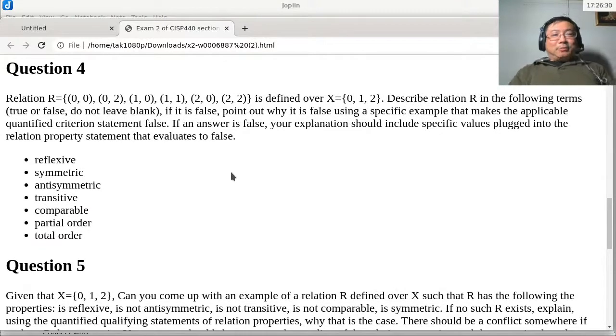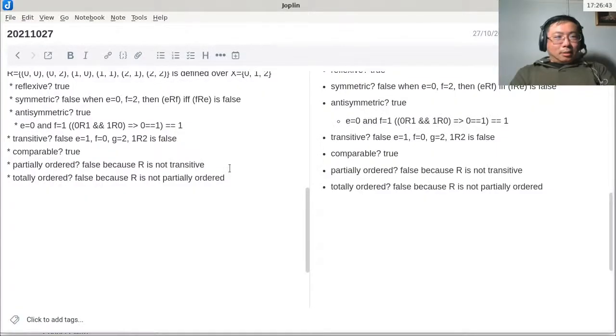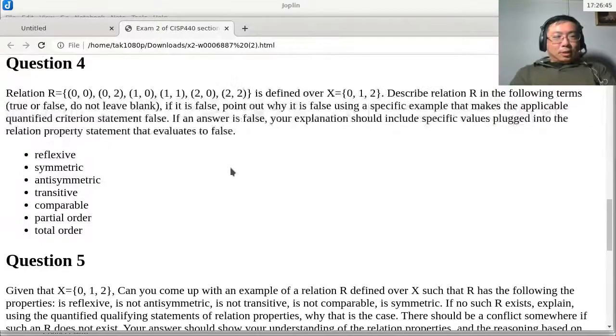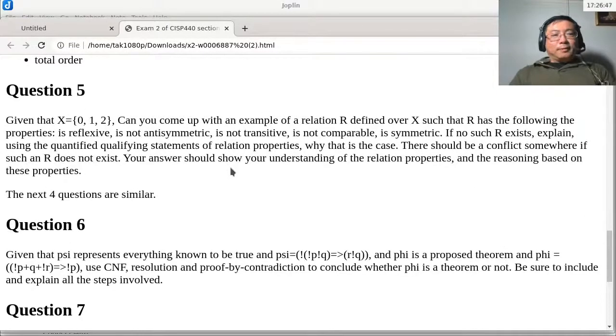All right, so here's question number 4. And once again, we want to evaluate. Wait, is that what we just did? Yep, that's what we just did. So now we're moving on to question number 5.